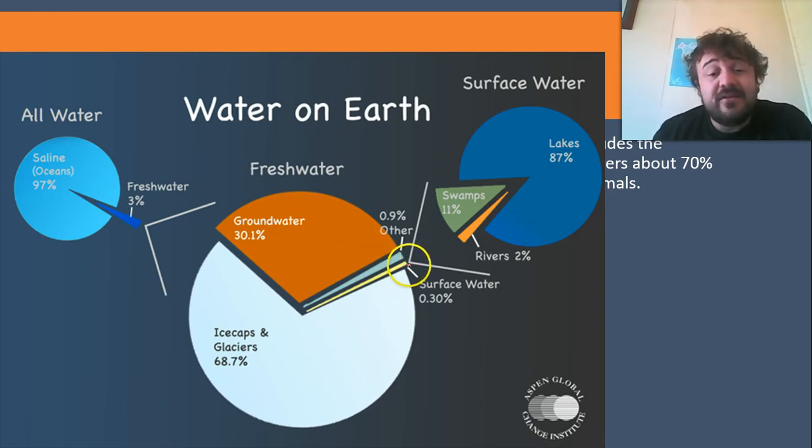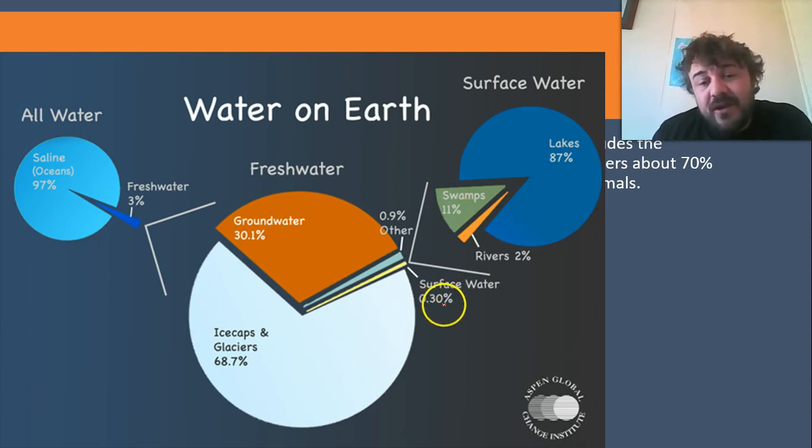And then we come down to surface water, which is actually 0.3% of that 3%. Of which we can use rivers, lakes, some lakes, most of the rivers. We can't really use the swamps for drinking.